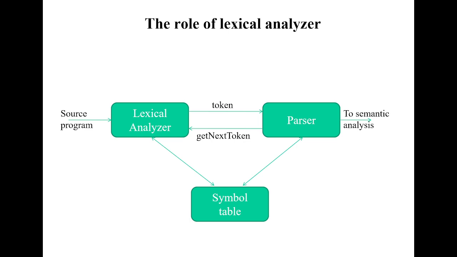Let us see the basic block diagram of the lexical analyzer. The source program is given as input to the first phase of the compiler, that is the lexical analyzer. Each and every token will be given as input to the parser. Meanwhile, the parser will check the syntax and issue the get next token command. And if any identifiers are there, they will be stored in the symbol table.